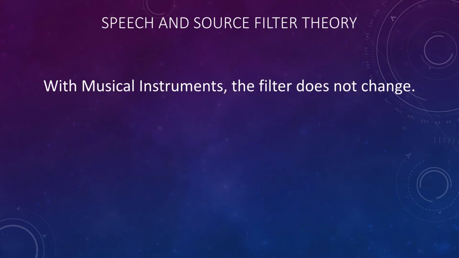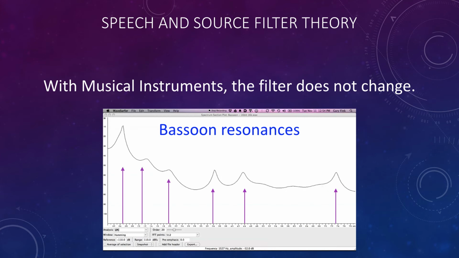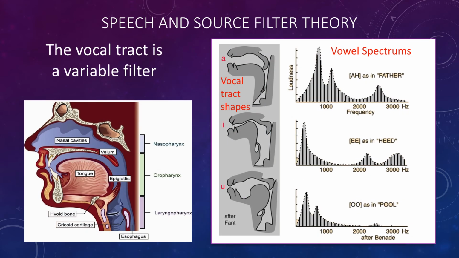Up to this point, when speaking about source filter theory, the filters we've looked at don't change. That is, the shape of a clarinet or the body of a violin does not change as the musician plays different notes. We saw this when we looked at the spectrum of a bassoon playing several octaves of notes. The human voice is very different because it has a variable filter.